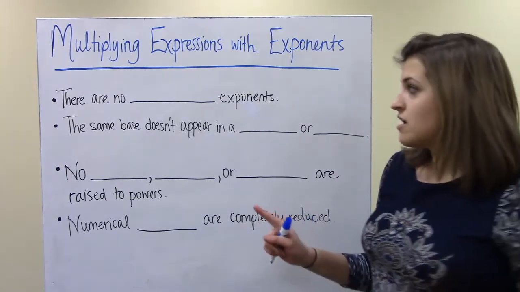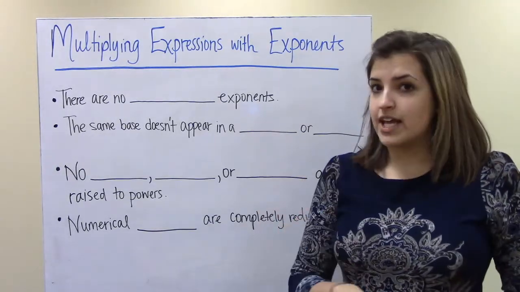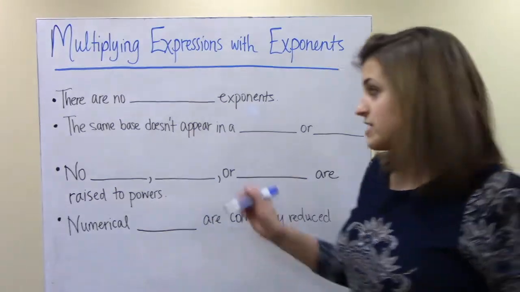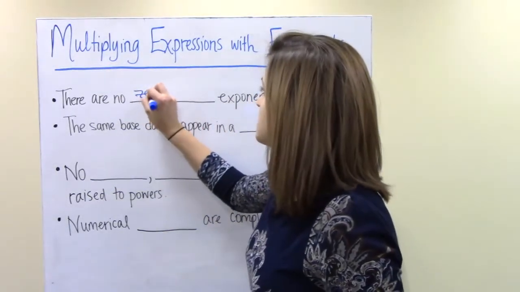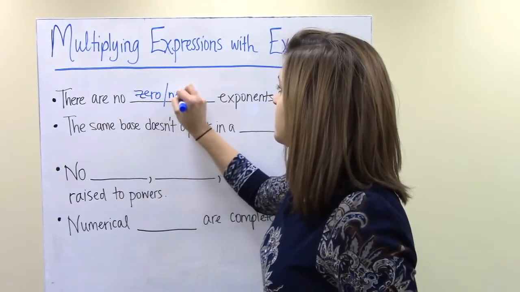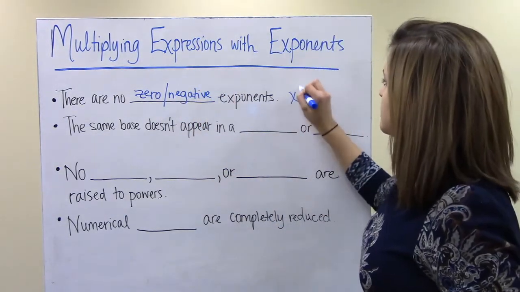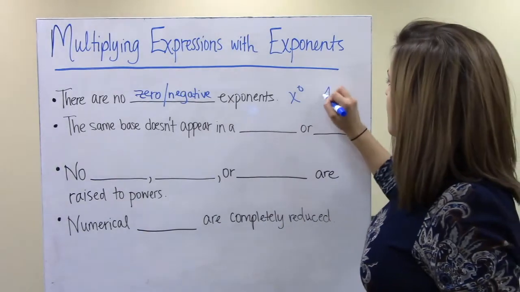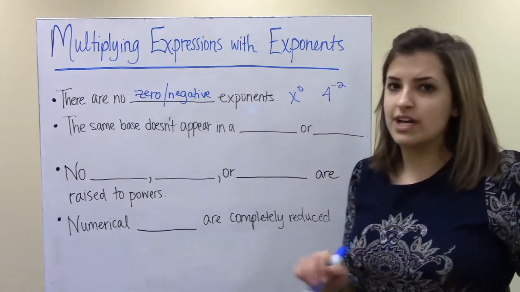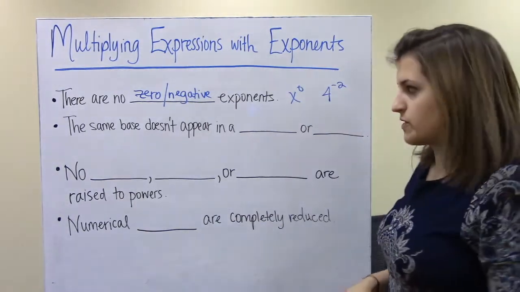And those are that there are no negative or zero exponents in your answer. So no 0 or negative. And that looks like anything like x to the 0 or 4 to the negative 2. We don't want any negative numbers or 0 in our exponents.